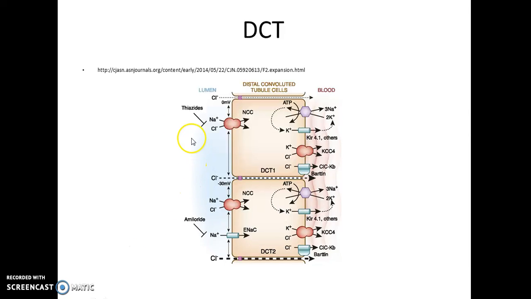And here again is your distal convoluted tubule. This right here is your peritubular capillary, and it shows the movement of some things. You don't have to worry about that much.